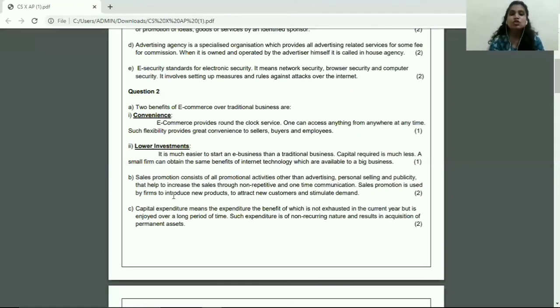Sales promotion is used by firms to introduce new products to attract new customers and stimulate demand. So you can again try to explain this in your own words, add more examples if you wish to. So if you've written all of these things, if you've stated that sales promotion is usually done to attract new customers, new products, and stimulate demand, well and good, you earn your 2 marks. But the main basic meaning that has to be definitely there is this sentence. Yes, this sentence has to be there when a meaning of sales promotion is asked.